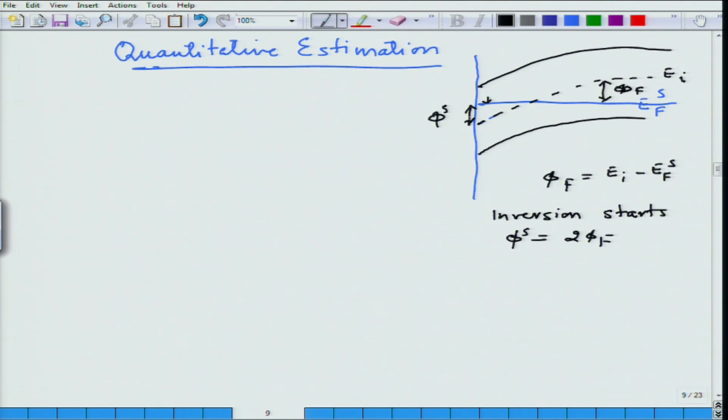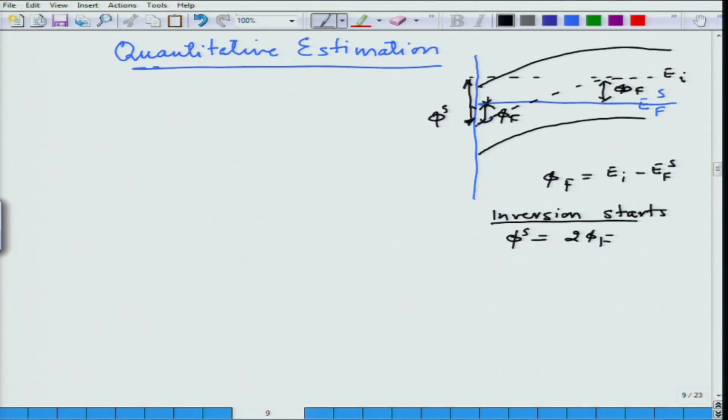So, at this surface now phi s is defined as, one second, how much has it bent, how much is the intrinsic level bent. So, phi s when it is equal to 2 of phi f, which means this is also phi f, then we say this is the start of the inversion. Now, with this condition I can calculate what would be my threshold voltage at which the band bending is enough to create the change in the intrinsic Fermi level at the interface equivalent to 2 of phi f.